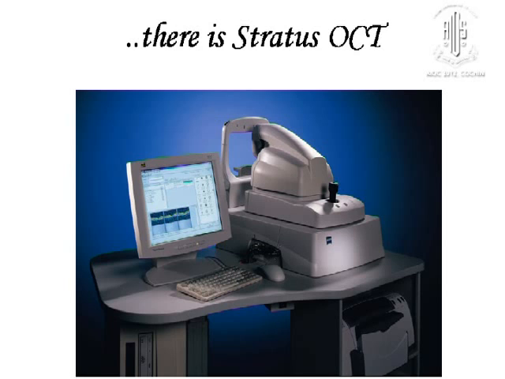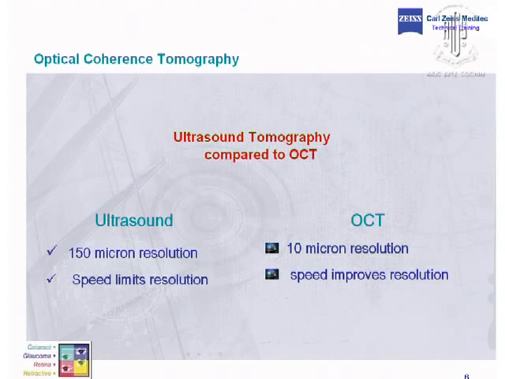Coming to the OCT, it is a little different from the HRT. It is a non-invasive procedure. It takes images of the optic nerve head and retina, as well as the macula. It is almost similar to ultrasound, with a resolution of 10 micron. Now the latest one has 3 micron resolution, and compared to ultrasound, here the speed improves the resolution, which is not the case with ultrasound.